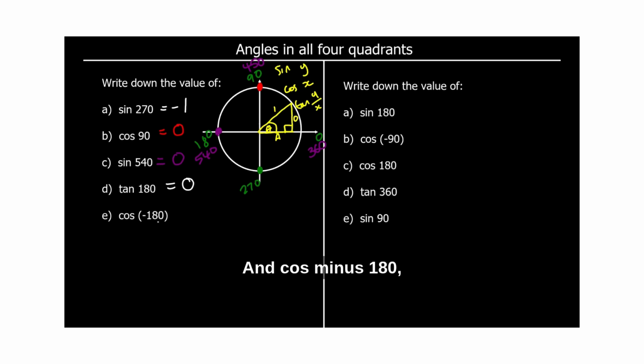And cos minus 180. So minus 180 is going backwards. So this way is forwards. Backwards could be minus 90. Then minus 180. So what's cos there? What's the x-coordinate? It's -1.